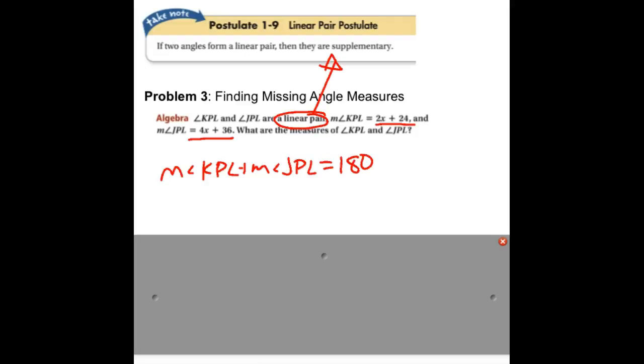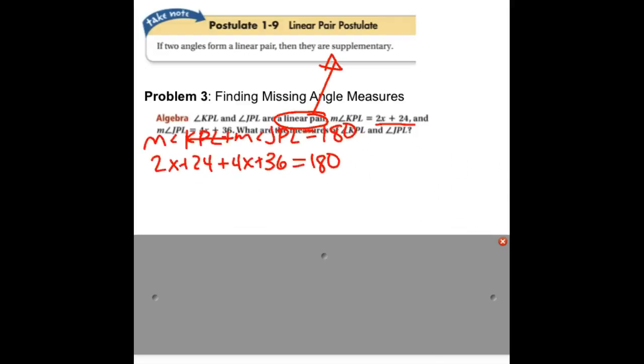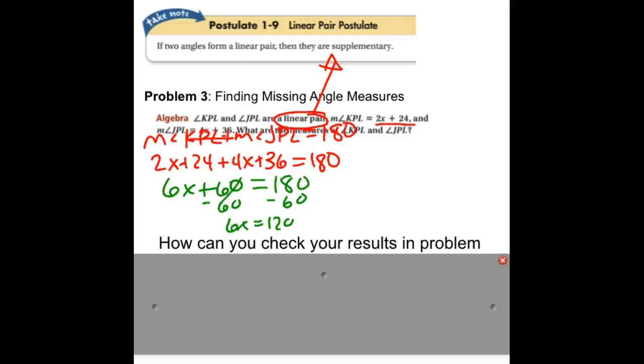We take these expressions, 2x plus 24 plus 4x plus 36, and together those should be 180 degrees. And now we just start doing some algebra. Here we go. Combine our like terms. 2x plus 4x is 6x. 24 plus 36 is 60. 6x plus 60 is 180. Subtract our 60. 6x is 120. Divide both sides by 6, and we get x is 20.